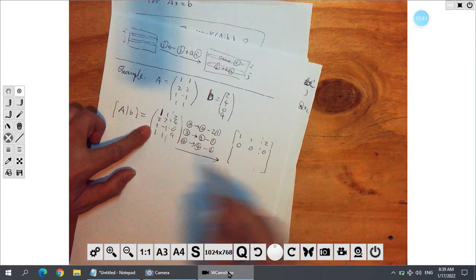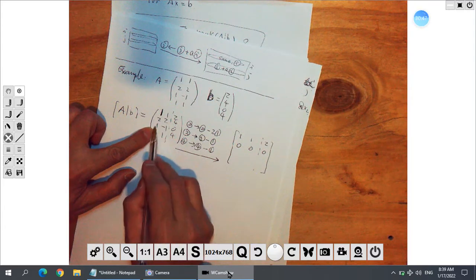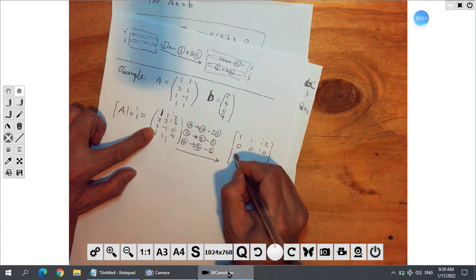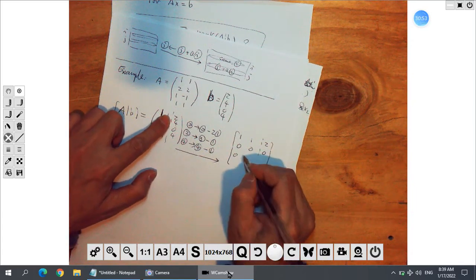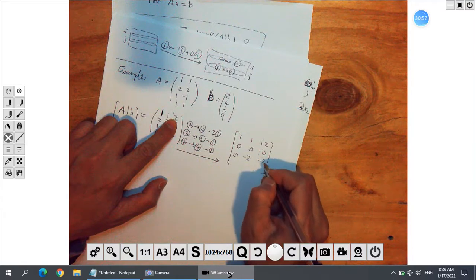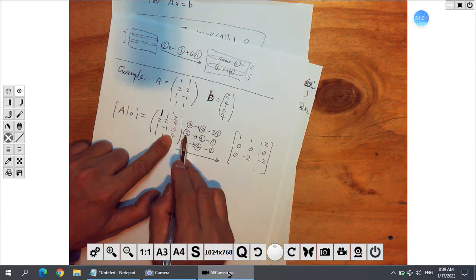Okay, then the third line, we need the third line minus the first one. So 1 minus the first one, I get 1. Negative 1 minus 1, I get negative 2. 0 minus 2, I get negative 2. Okay, so this is the third line.